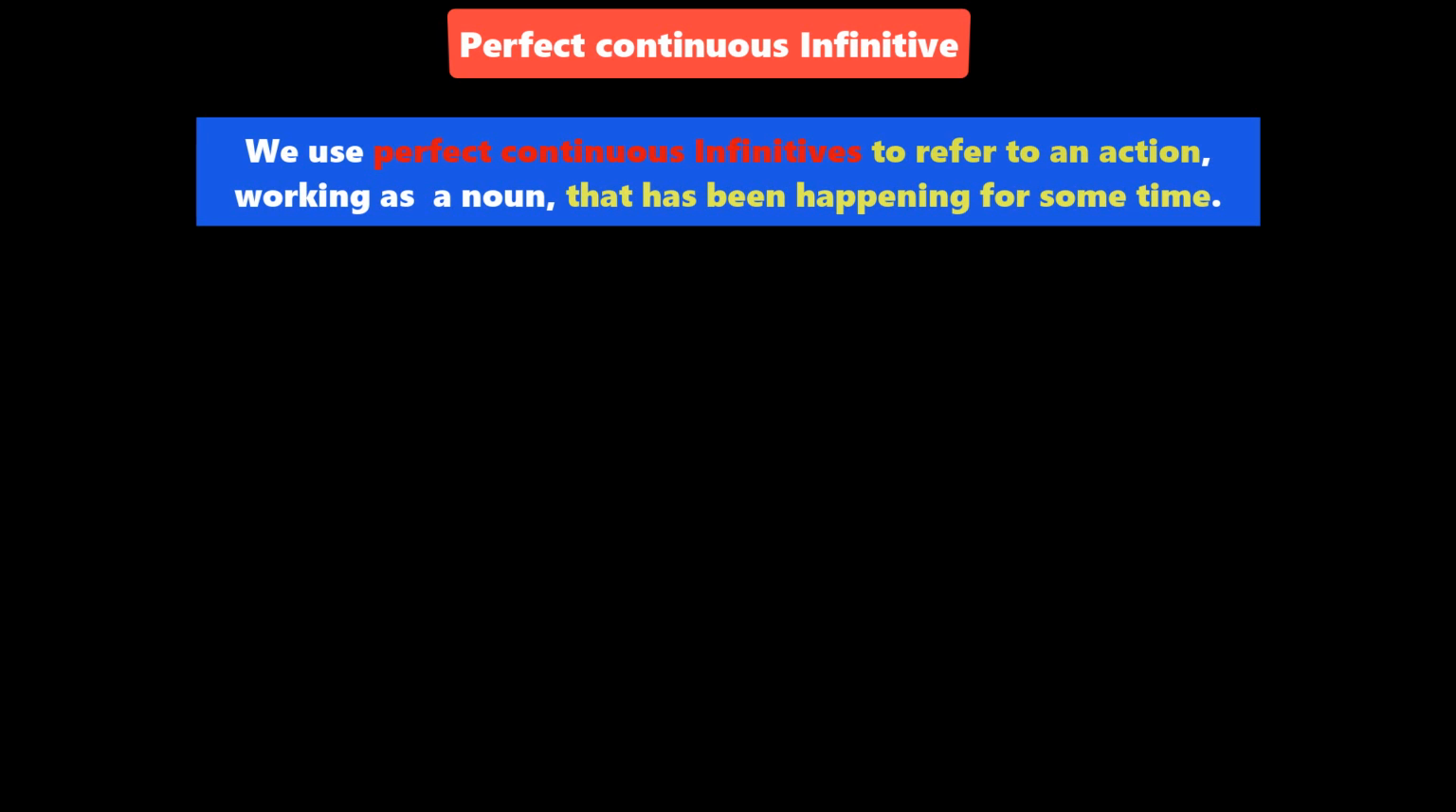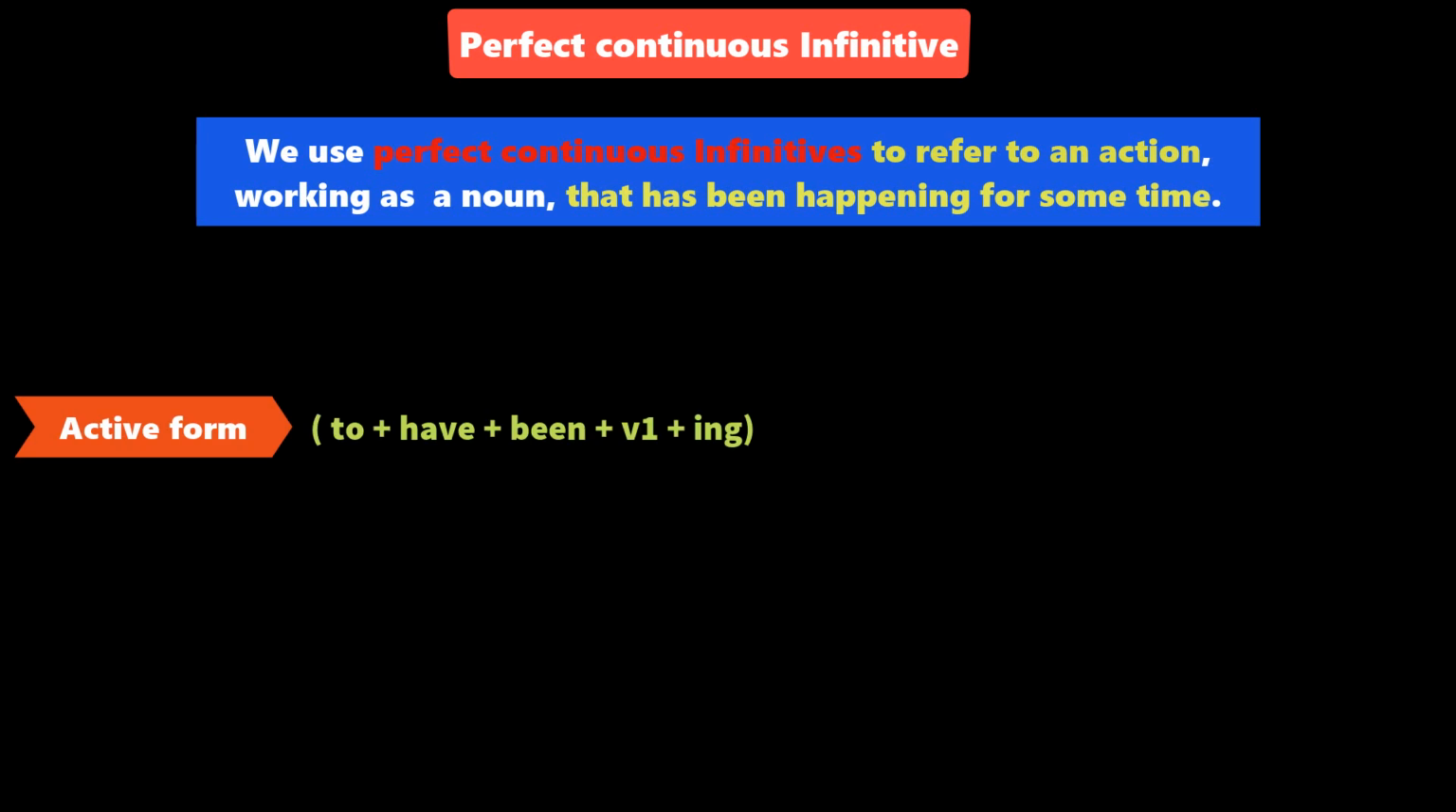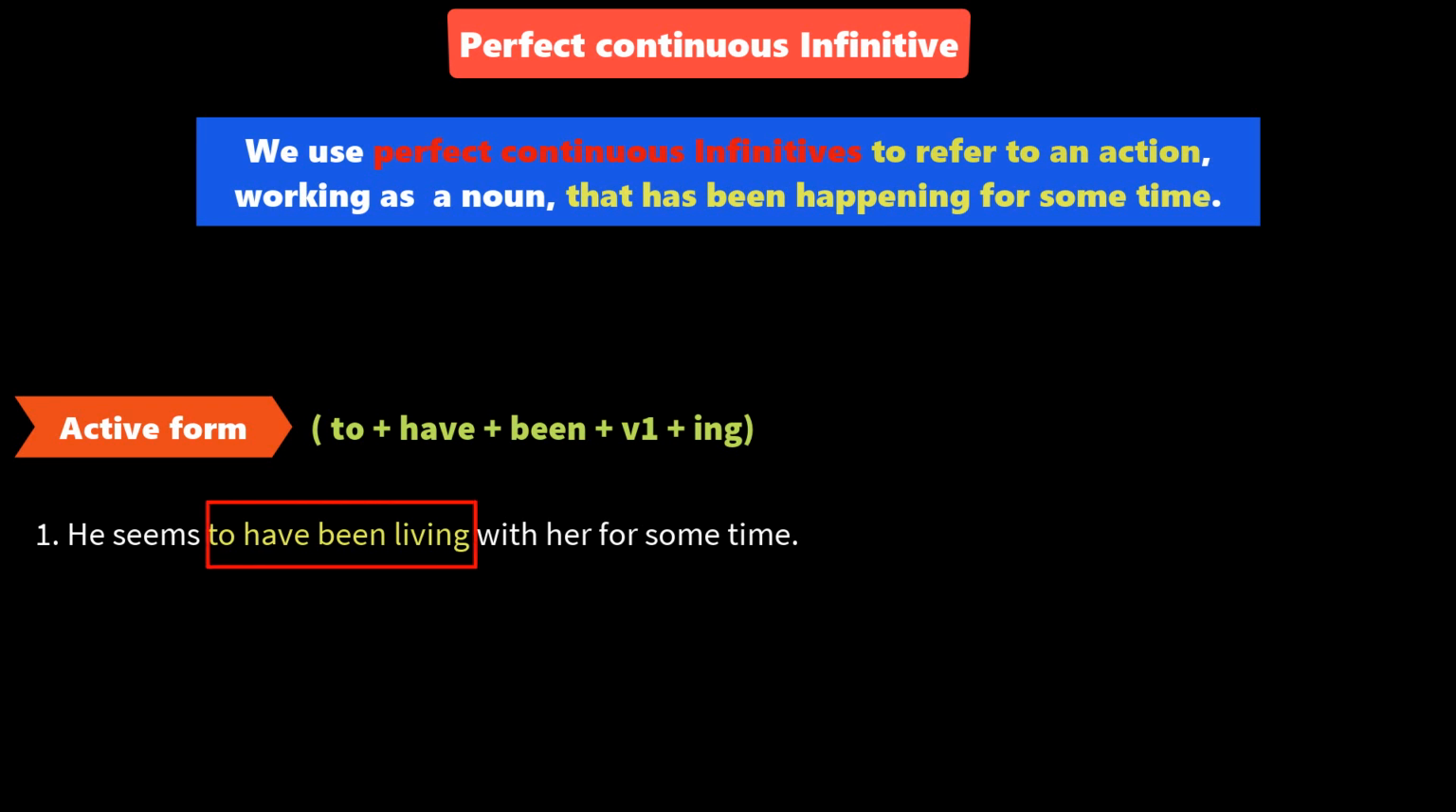Alright guys, now let us look at the last form of infinitive, that is perfect continuous infinitives. And guys, we do not have any passive form of this infinitive, so let us take some examples of perfect continuous infinitives in active form. Example number 1. He seems to have been living with her for some time. He seems what? To have been living. He seems an action that's been happening for some time. So to have been living is our perfect continuous infinitive. He seems what? To have been living with her for some time.